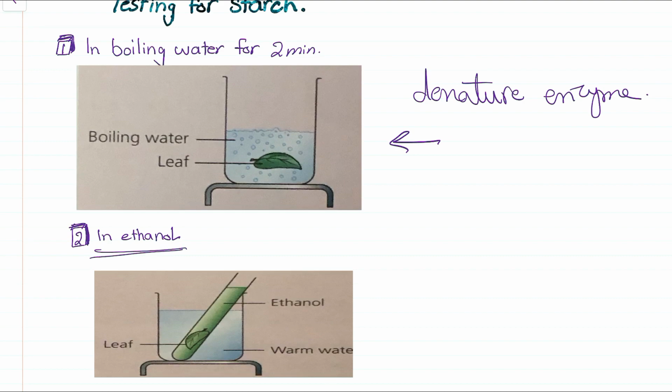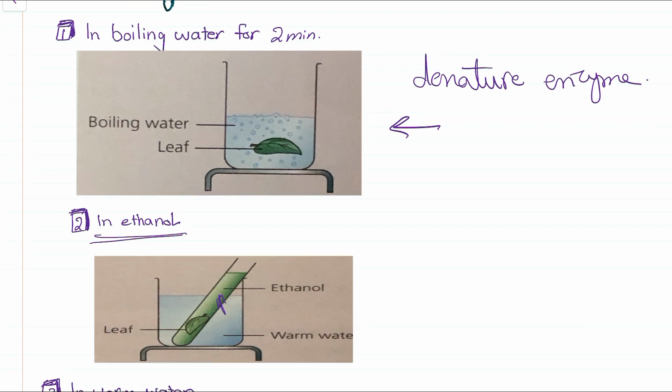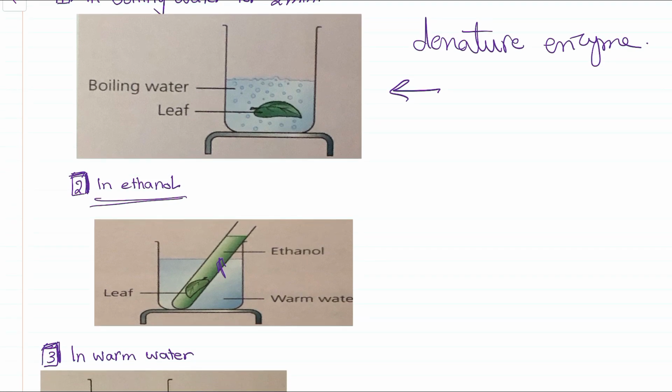Ethanol is flammable, so we add this in a test tube and the test tube in the water bath to avoid the burning. So what's the function of ethanol? Ethanol is for decolorization of the leaf. Removing of the chlorophyll, removing of the pigment.